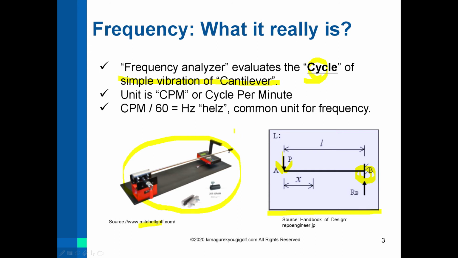And usually we use hertz for the unit of the vibration. However, when I say, hey, my driver is 4 hertz, you don't know what it means. So we multiply it by 60 and make it cycles per minute. So we use the unit CPM for frequency in golf.